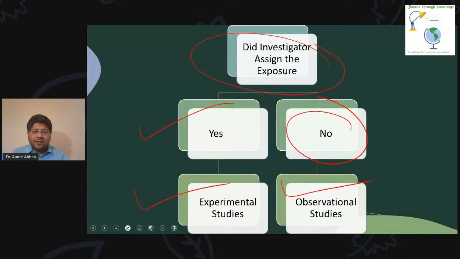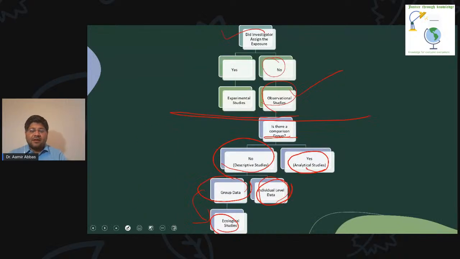So let me revisit what we just said. We said that we are going to ask the question, did the investigator assign the exposure? If the answer to that question is yes, then we have the experimental studies. If the answer is no, then we have the observational studies. Within the observational studies, we ask ourselves, is there a comparison group? If there is a comparison group, then that is an analytical study. Otherwise, it is a descriptive study.